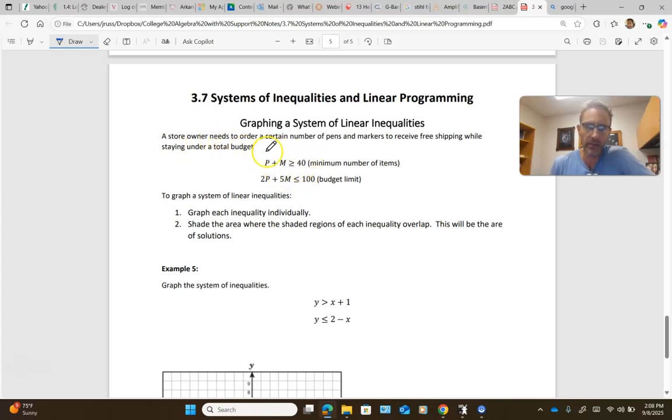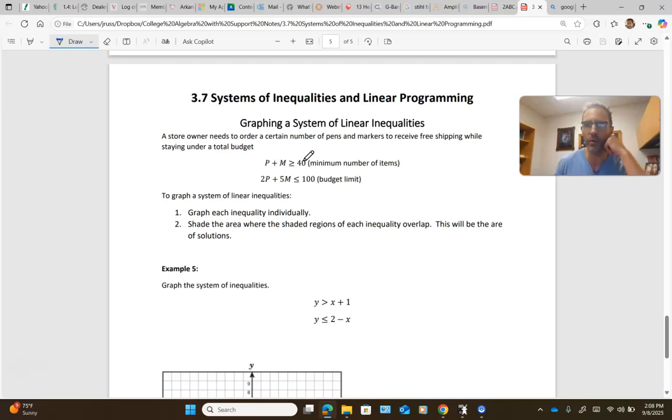So here I came up with a couple equations, or inequalities. P would represent the number of pens, M the number of markers, and these would probably be boxes of pens and boxes of markers. And let's say the minimum number of items that we need to order in order to obtain free shipping is 40. So we want the sum of the number of boxes of pens and markers to be at least 40. Okay, so we need the number of boxes that we order to be greater than or equal to 40.